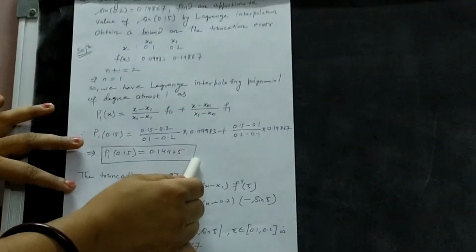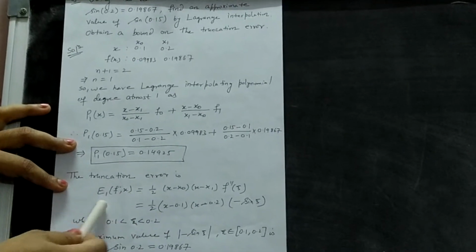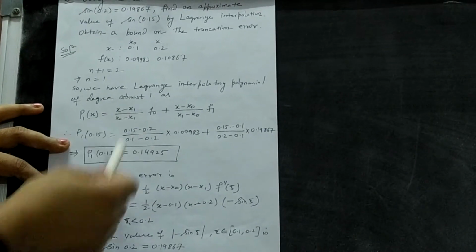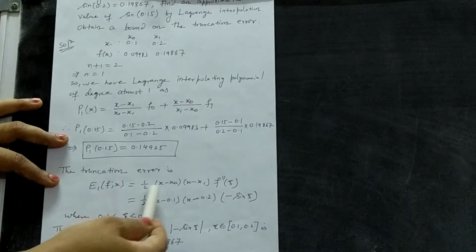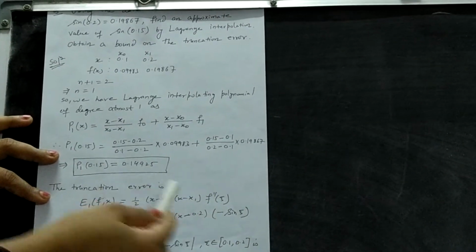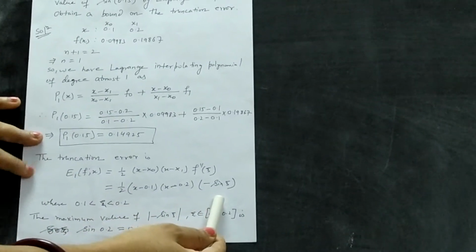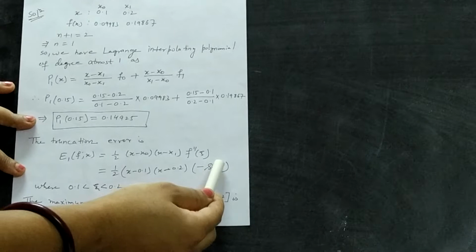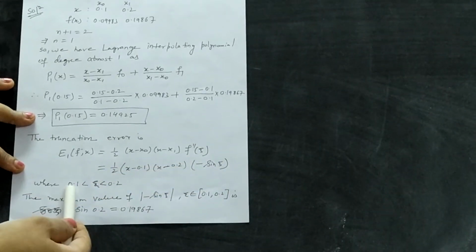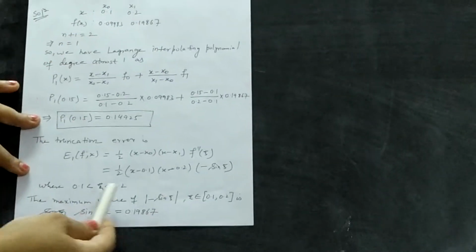We get this value. Now let us see the truncation error that we have derived. So the formula for the truncation error for this kind of problem is 1 by 2, (x minus x0)(x minus x1) f double dash of ξ. As per the given problem, we have substituted whatever values have been given. Now here this ξ is lying between 0.1 and 0.2. This is a and b. These are the values given. Only two values were given.